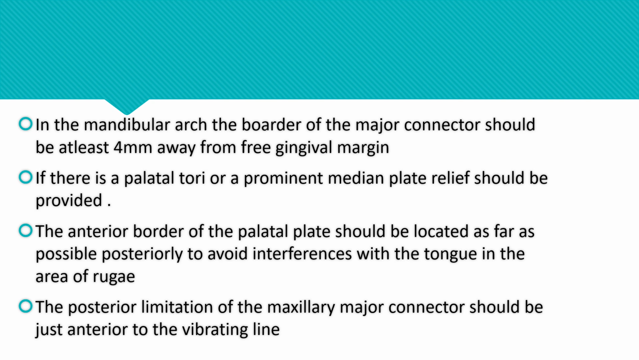In your maxillary major connector, the anterior border of your major connector should be placed in such a position where it doesn't interfere with the tongue, and the posterior border of the major connector should be just anterior to the vibrating line, not on the vibrating line but anterior to the vibrating line. Okay.